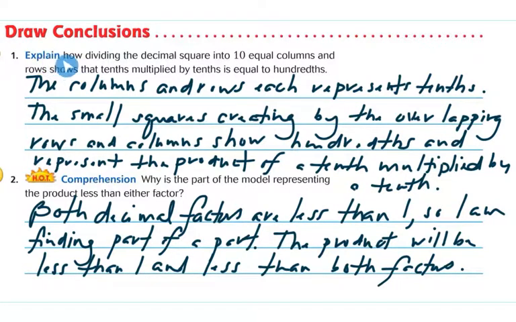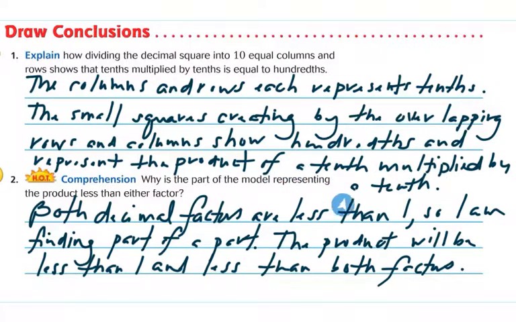It says, explain how dividing the decimal square into 10 equal columns and rows shows that tenths multiplied by tenths is equal to hundredths. So this is a very important key concept that everybody can listen to many times while they do this lesson at home and at school. The columns and rows represent tenths. So they both represent tenths. The small squares created by the overlapping rows and columns show hundredths, and they represent the product of a tenth multiplied by a tenth.